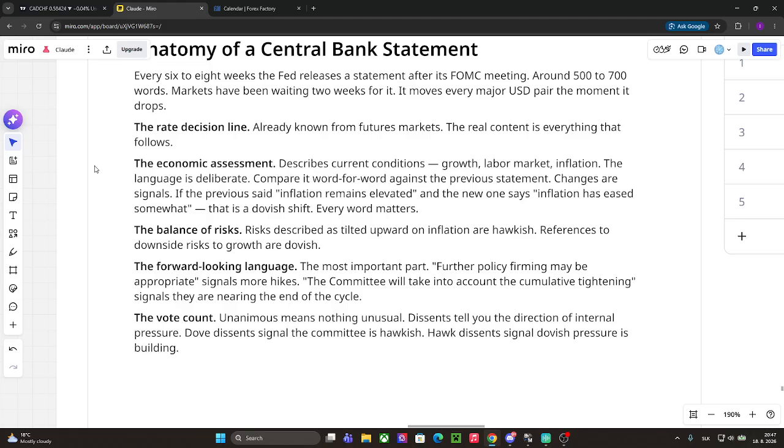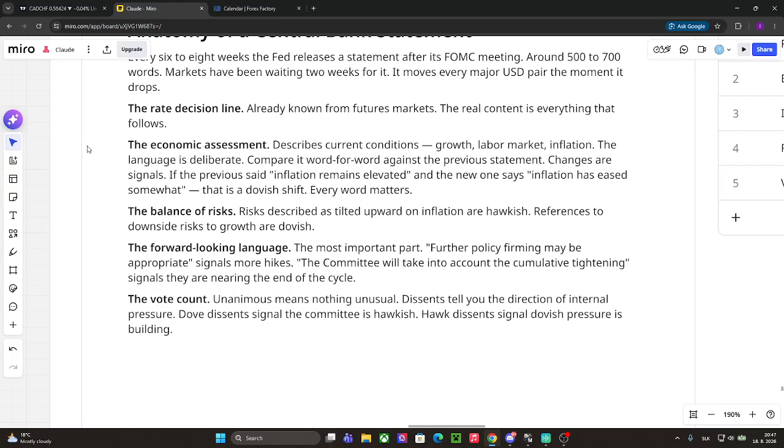The economic assessment describes current conditions: growth, labor market, inflation. The language is deliberate. Compare it word for word against the previous statement. Changes are signals. If the previous one said inflation remains elevated and the new one says inflation has eased somewhat, there is a dovish shift. Every word matters.